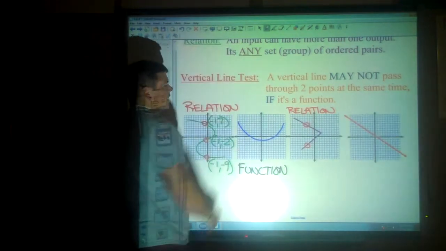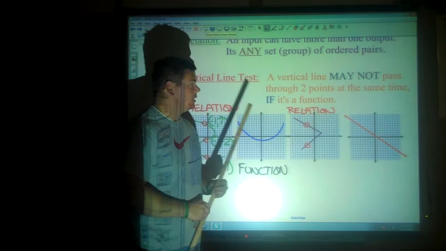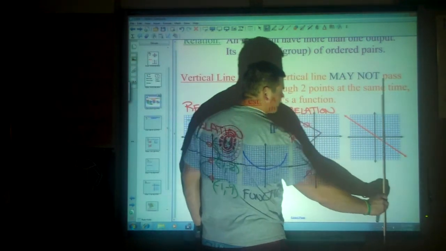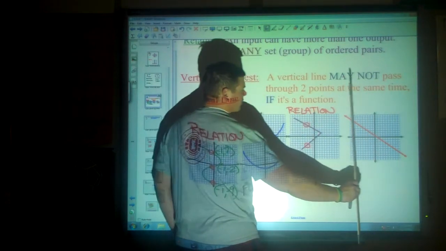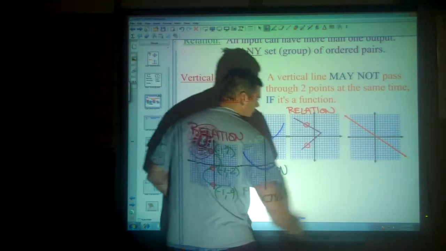Alright, and another example. This is more similar to what we've been graphing, which if you notice, it never touches any more than one part of the red line at a time, which means it's passing the vertical line test. So that would be considered a function.